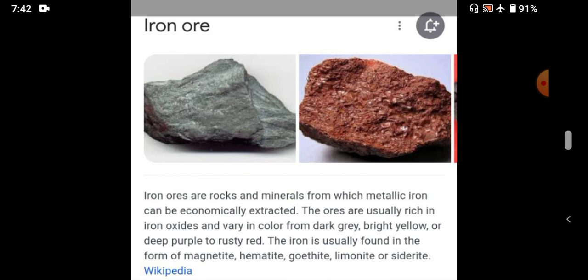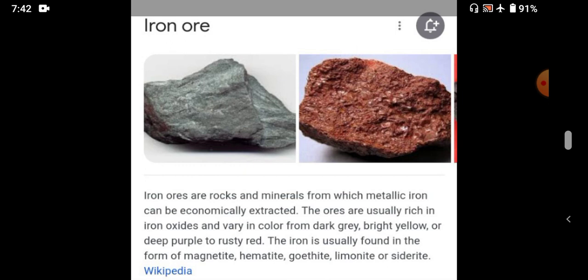Then the second type is hematite. Hematite contains 60 to 70 percent pure iron.